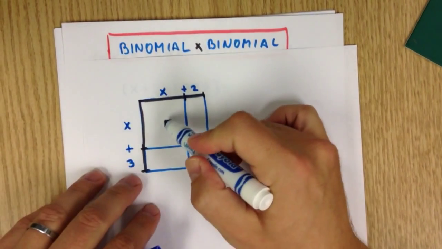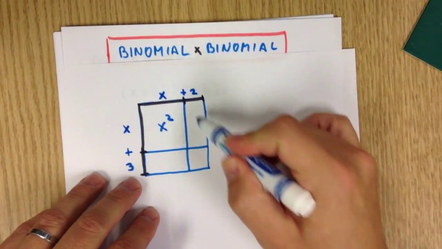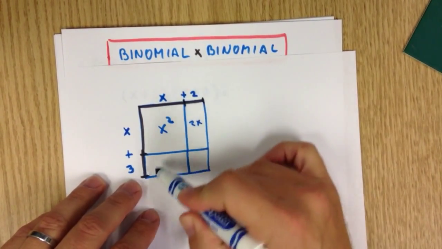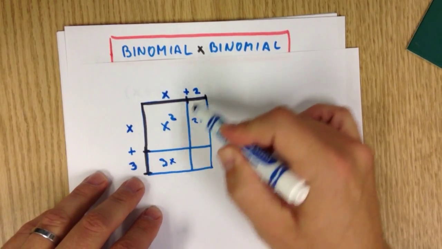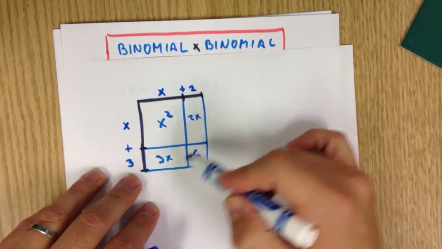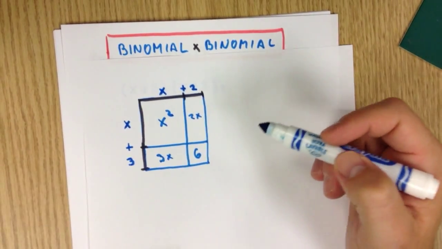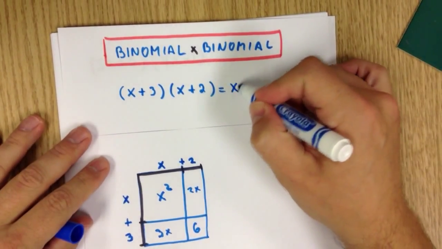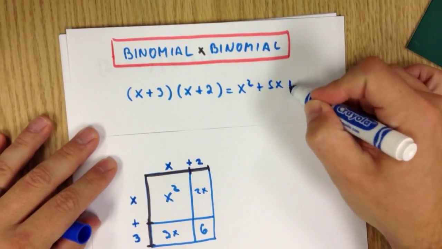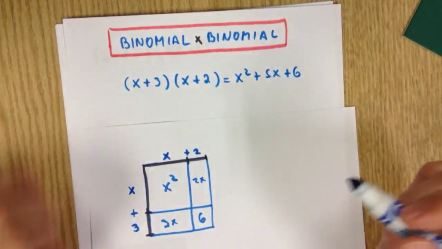Well, this rectangle here is x squared. This rectangle is 2 by, well, that's x, so that's 2x. This rectangle is 3 by x, and that's 2 by 3, which is 6. So it's x squared plus 2x plus 3x plus 6, which means it's going to be x squared plus 5x plus 6, because 2x plus 3x is equal to 5x.